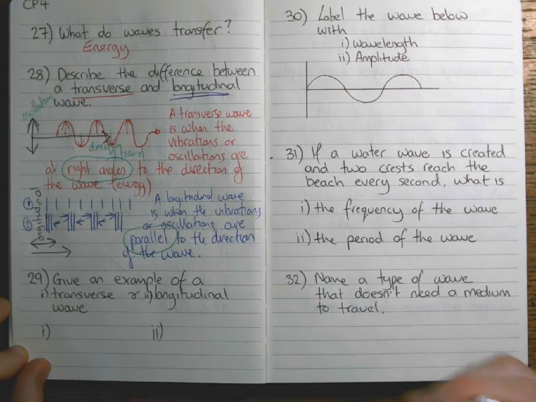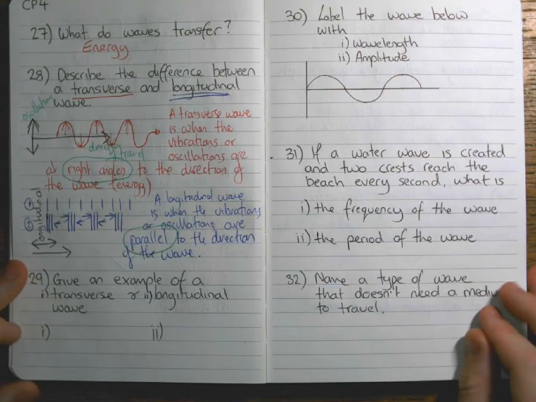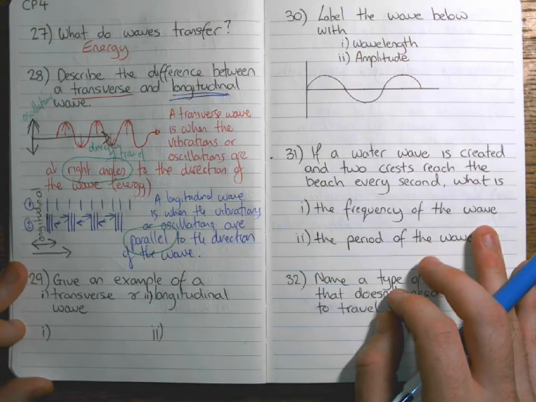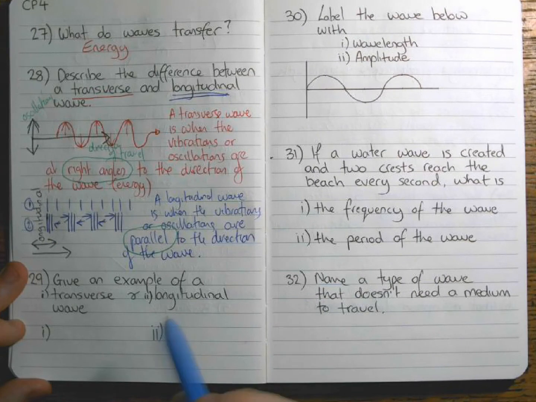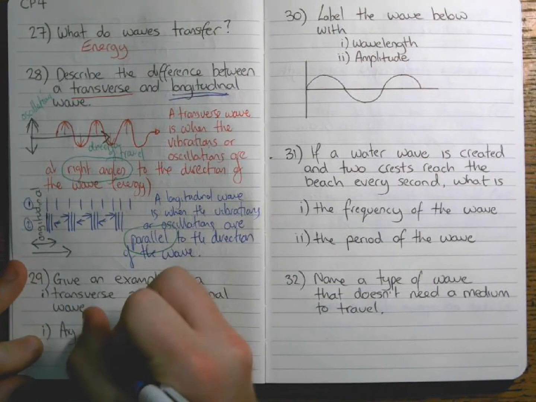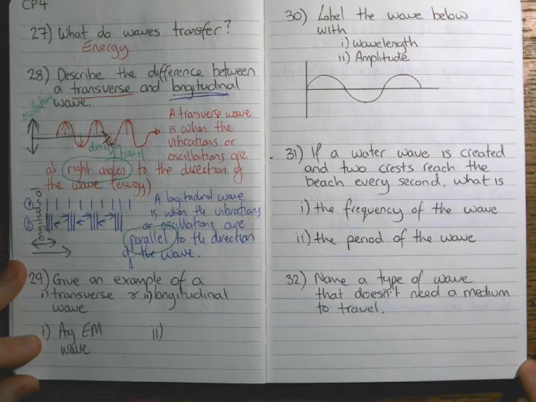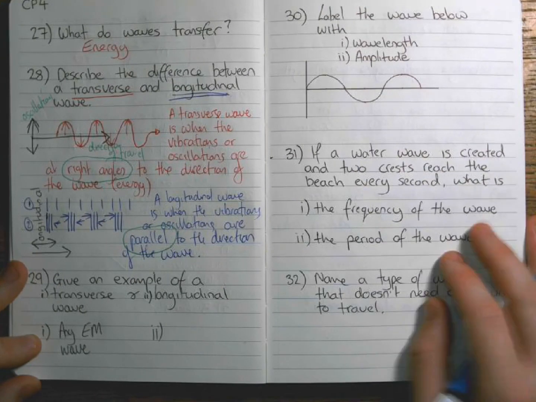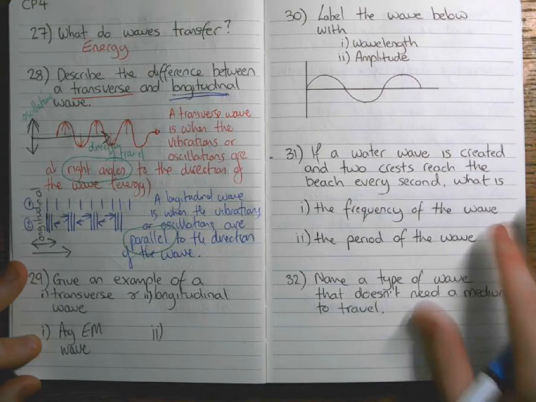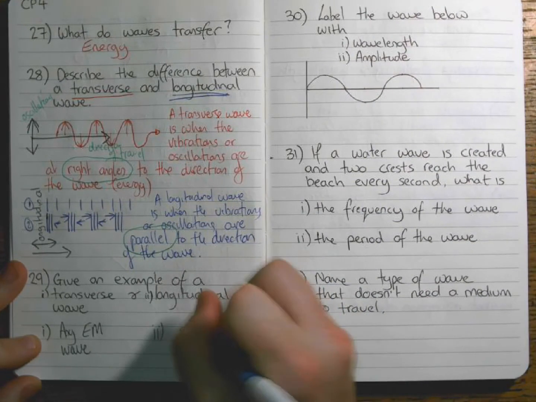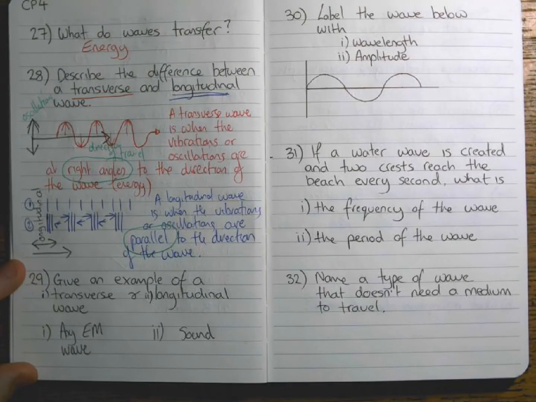Give an example of a transverse and a longitudinal wave. So we've already mentioned a few. Can you remember which way around they are? I'd stay away from water waves if you're asked for an example, because for a transverse wave, just use any EM wave, any electromagnetic wave. So anything from radio waves, microwaves, infrared, visible light, ultraviolet, X-rays, gamma rays. For a longitudinal wave, the simple example is sound.